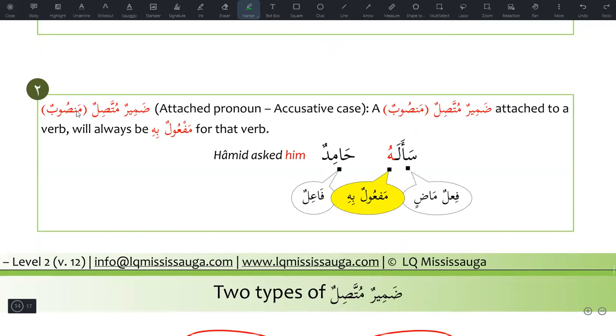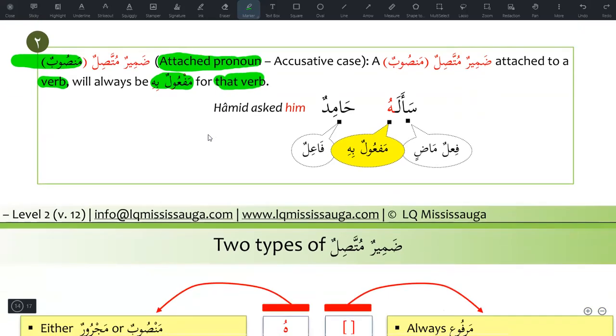Number 2, damir muttasil mansub, attached pronoun, accusative case. A damir muttasil mansub is attached to a verb. If we attach a damir muttasil, or attached pronoun, to a verb, it will always be a maf'ul bihi for that verb.